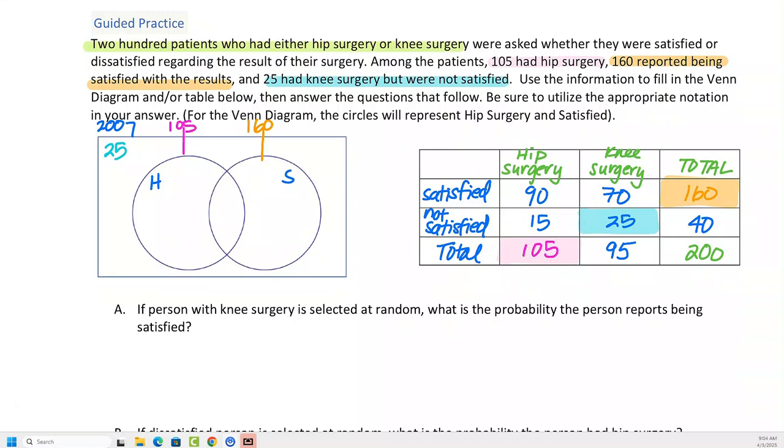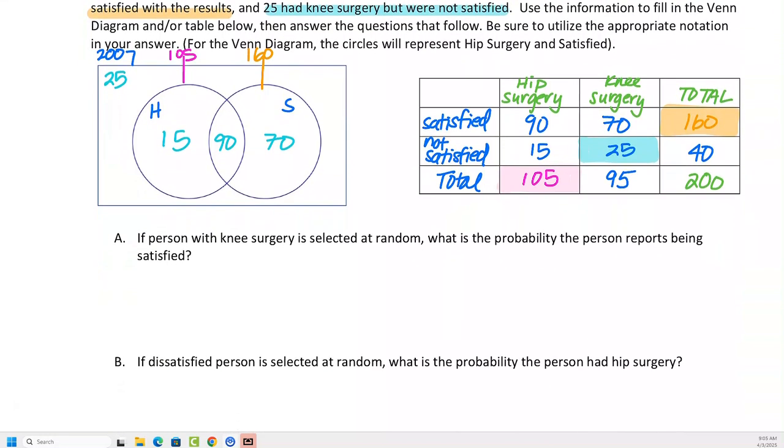Now we can actually pull the rest of the information from the chart. Since we have it, we know that this middle section is hip and satisfied. Hip and satisfied, that's the 90. So that's going to go here. Hip and not satisfied, that's the 15. So it's going to go in this circle there. And then being satisfied but not hip, which would be knee, satisfied and knee would be 70. So that's right here. And that would be filling in the tables.